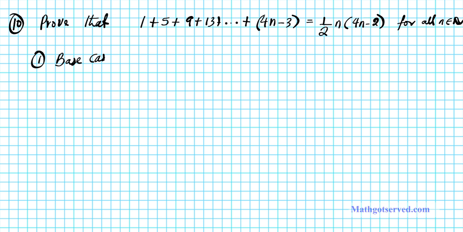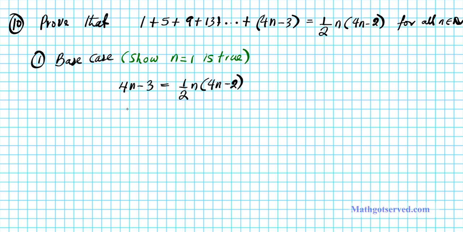What are we going to show for the base case? We have to show that n equals 1 is true. Remember, the first natural number is 1. That's the smallest one there is. To do that, we're going to plug in 1 into both sides of our equation. So we have 4n minus 3 is equal to 1/2 n times 4n minus 2.